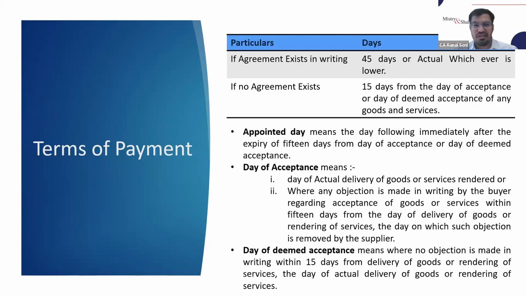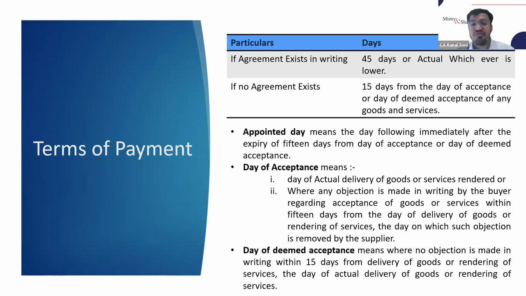goods or anything, or rate charge or anything, then in that particular case where there has been any objection, which, see here the word is, is made in writing by the buyer regarding the acceptance of such goods or services, then within 15 days from the day of delivery of goods or rendering of services, the day on which such objection has been removed by the supplier. So when there has been any such objection, the time period would start from the day on which that particular objection is removed.